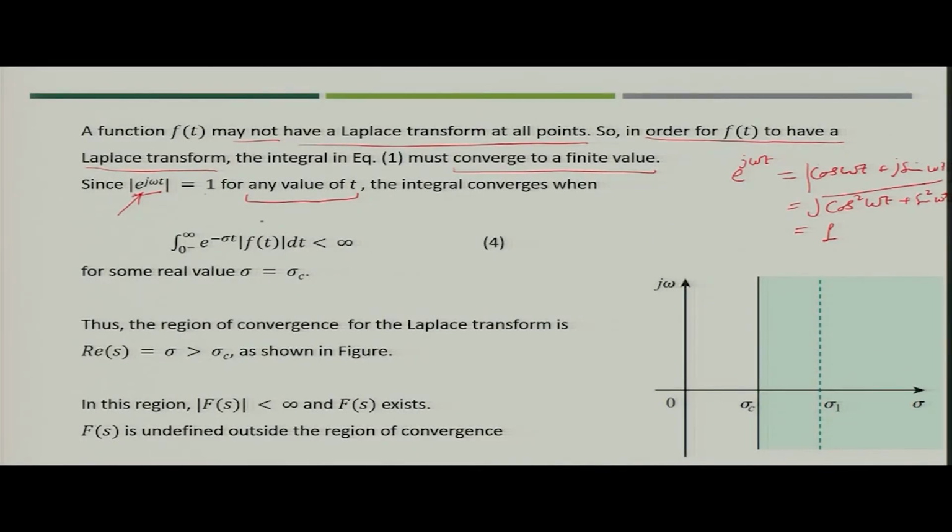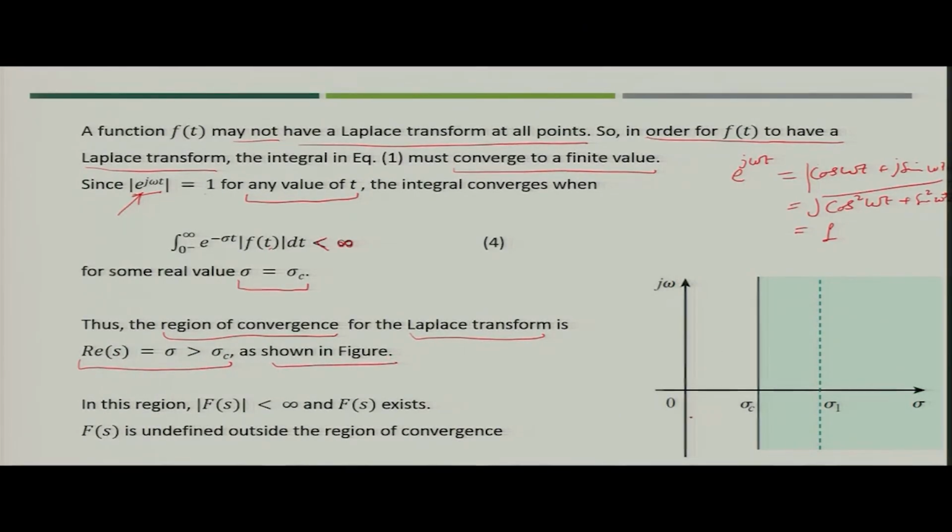The left part of the expression is the integration between 0 minus to infinity of e to the power minus sigma t f(t) dt, and the integration should be finite. So, that means the value of this expression should be less than infinity, and this would be applicable for a real value sigma. Let us assume that the value of sigma is sigma c. With this you can find the region of convergence for the Laplace transform. So, you can say that the real component of s, that is sigma, should be greater than sigma c for the solution to converge.